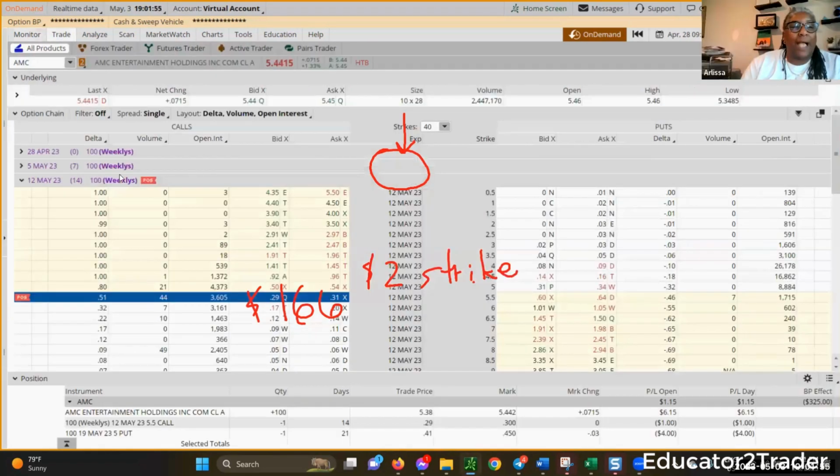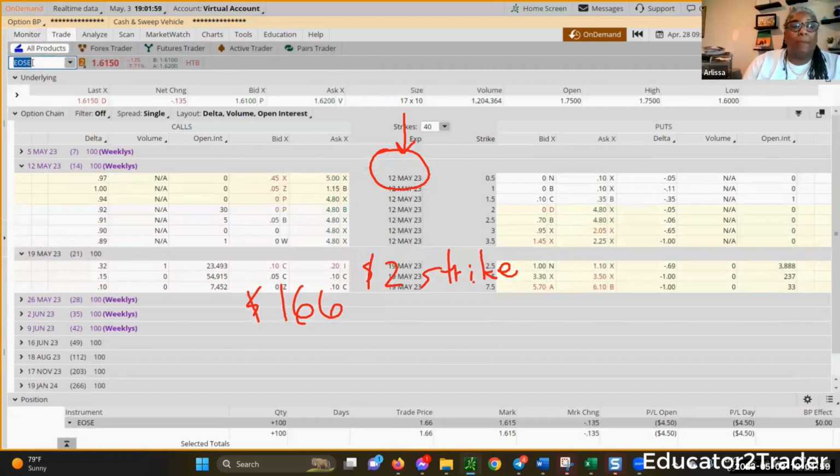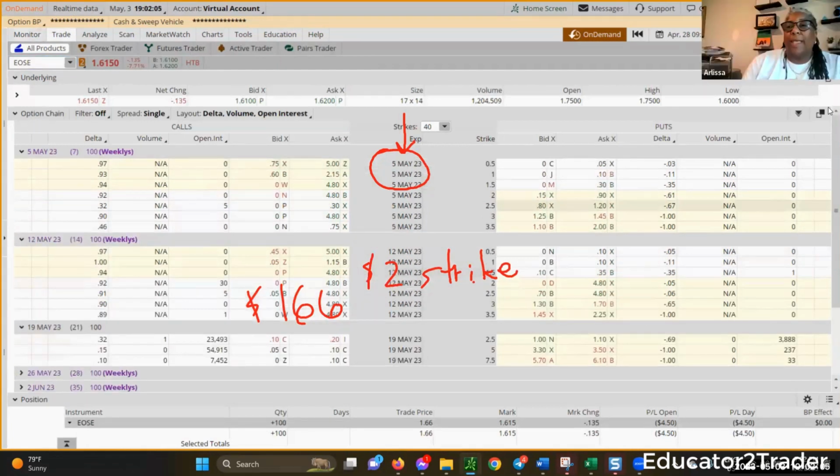Maybe $2. Now we can go to the option chain. You want to be above your $1.66. Okay, so we're looking at May the 5th. We could go with the 2, we could go at 2.5, but what's wrong with this picture?